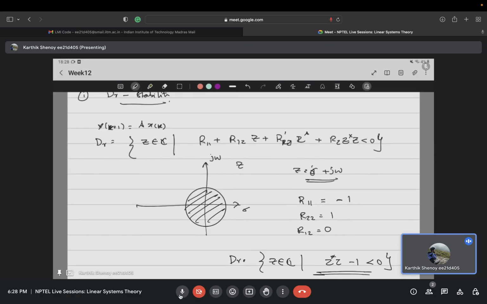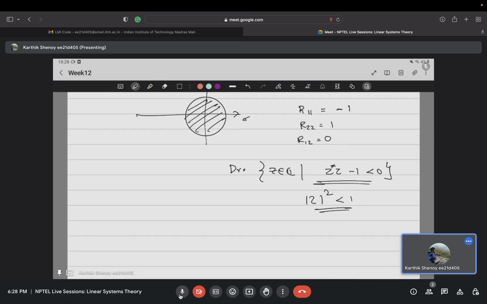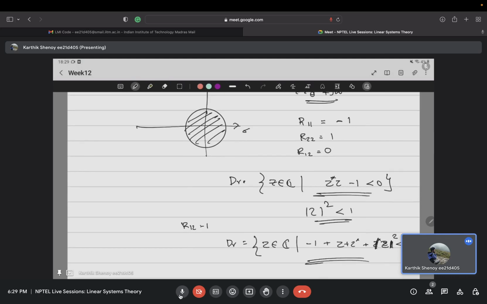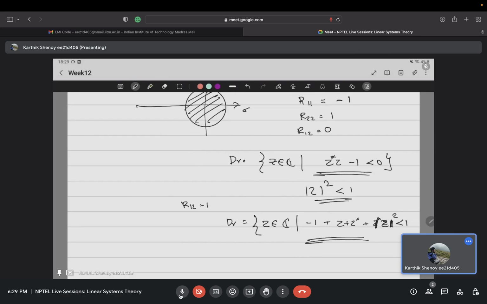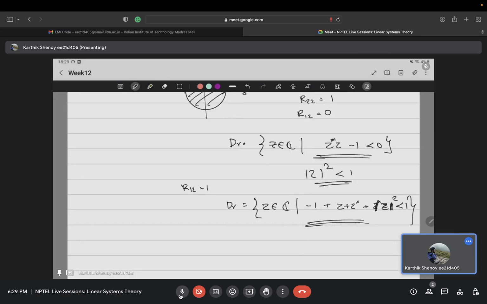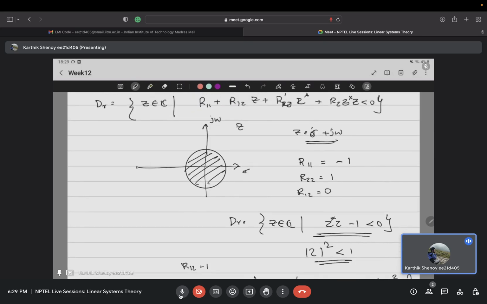Similarly, if you want to shift the circle, you can always write D_R equal to z belonging to C, where let us take R12 equal to 1, then it will be minus 1 plus z plus z star plus norm z square is less than 1. So, this is like I give a shift in the real value. If I want to shift it in the imaginary value, I have to give z minus z star or something like that. These are called D_R stability regions.